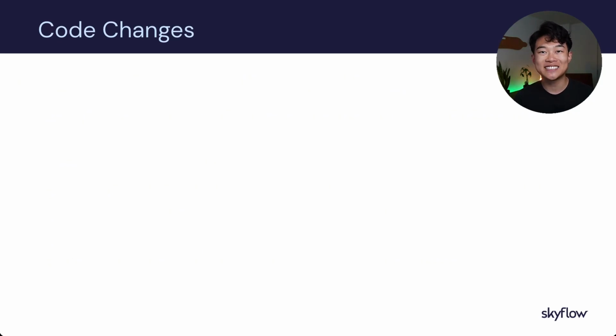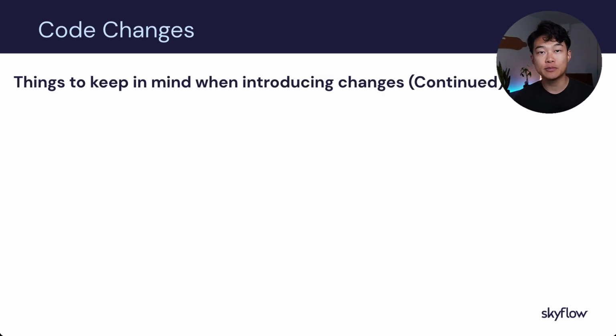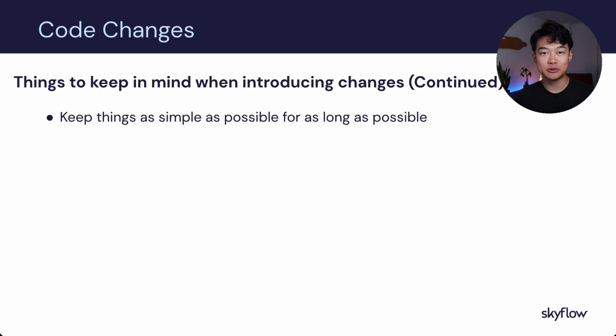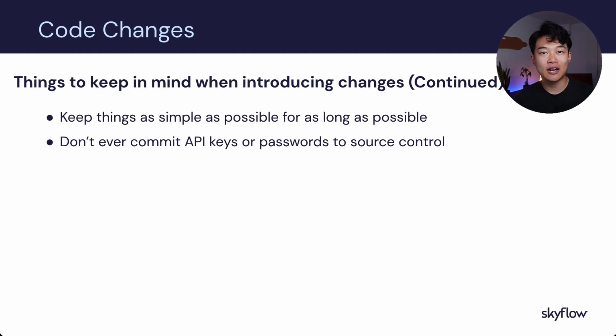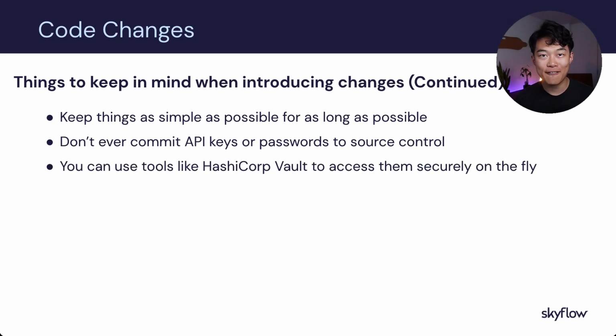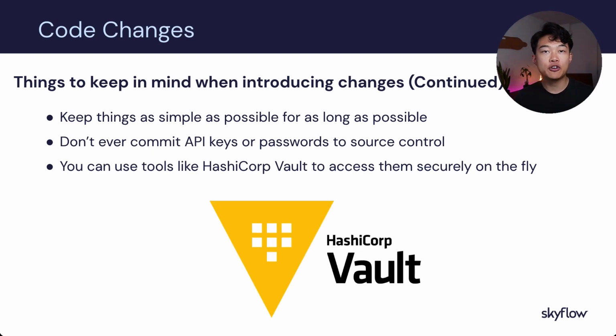As complexity increases and your codebase grows in size, it becomes increasingly challenging to maintain and secure. Try to keep things as simple as possible for as long as possible. This one is painstakingly obvious, but it's always good to call out: don't ever commit any API keys of any sort to any source control, ever. You should be using tools like HashiCorp Vault to secure your secrets, for example. And if you're not familiar with Vault, it's a secrets management tool designed to securely store and tightly control access to sensitive data such as API keys, passwords, tokens, and certificates.